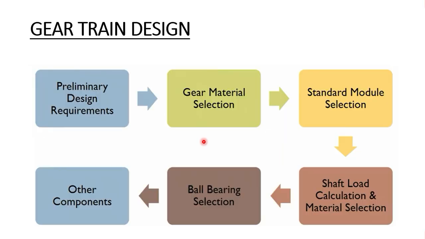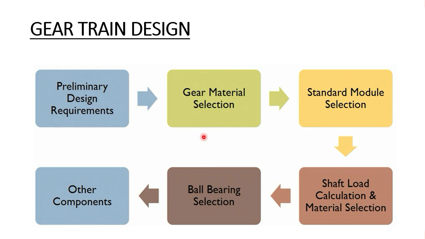Now we will see what procedure we have to follow for designing a gear train. Initially we have to choose the basic requirements, like what the RPM of the gear will be, what power will be transmitted, and what load is going to be applied. These all come under preliminary design. After that we have to decide the material of the gear. With a certain module in Autodesk Inventor, we can choose the standard module. After that we can go for the shaft load calculation, then ball bearing selection and all those other components.